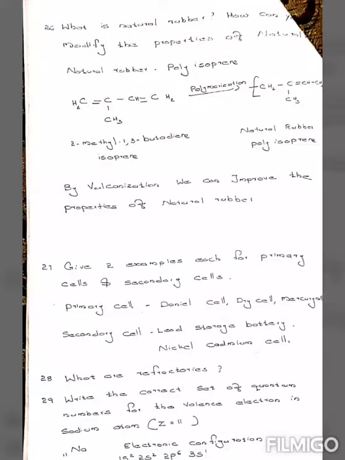Next question, give two examples each for primary cell and secondary cell. Primary cell, Daniell cell, dry cell, mercury cell. Secondary cell, lead storage cell, nickel cadmium cell. Next question, what are refractories? Next, write the correct set of quantum numbers for the valence electron in sodium atom.